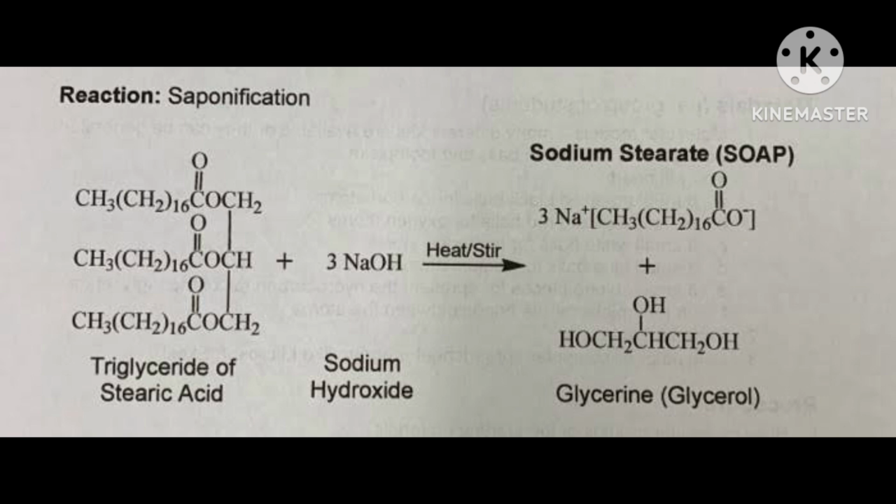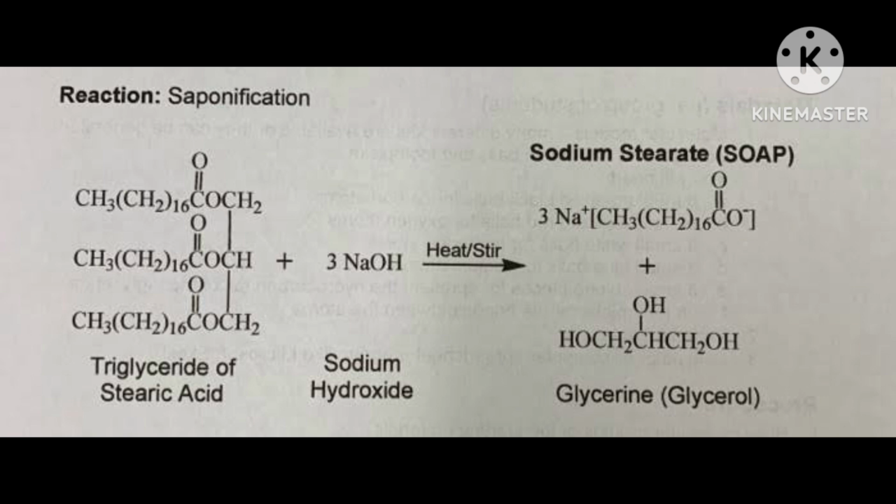Means each carbon chain has COO C17H35 attached to all three carbons. Then this reacts with 3 NaOH, sodium hydroxide, because you know 3 COO C17H35 is there, meaning the alkyl group. Then obviously this CH2 and O bond will break. How will it break? It will break in the presence of NaOH.